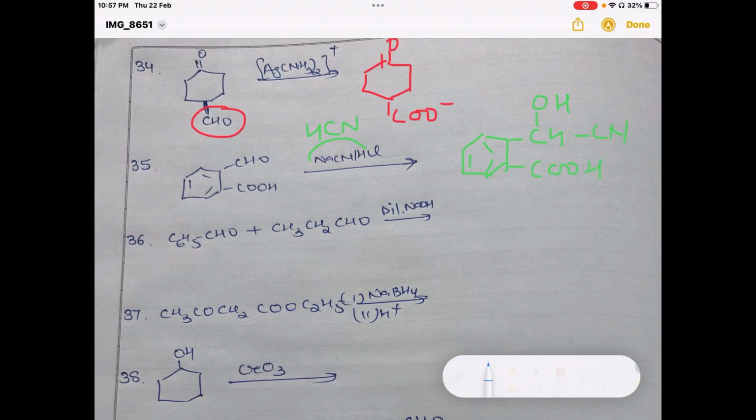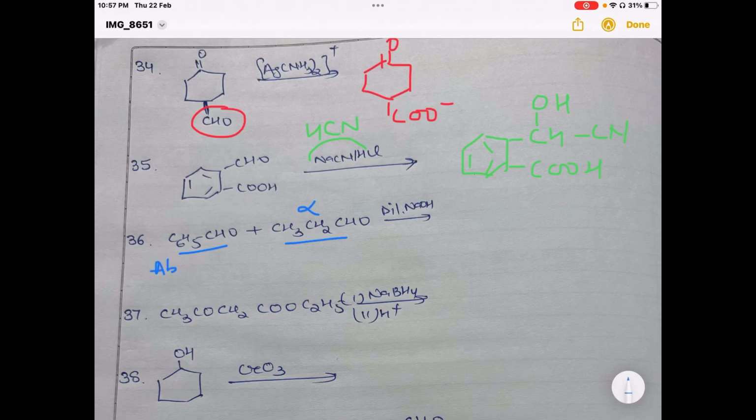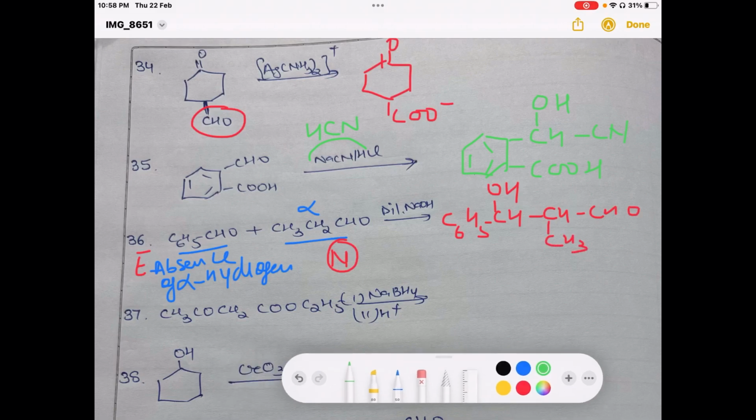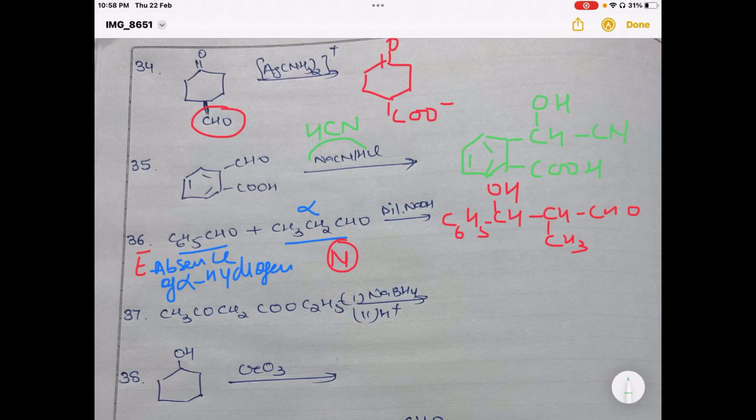Next reaction, this one is a cross-aldol condensation. Absence of alpha hydrogen here. So in this case, this part acts as a nucleophile and the benzaldehyde part acts as an electrophile here. Now the product is C6H5CHOHCH2COOCH3, the cross-aldol product.